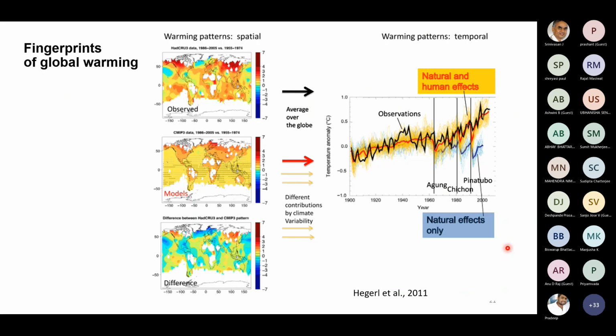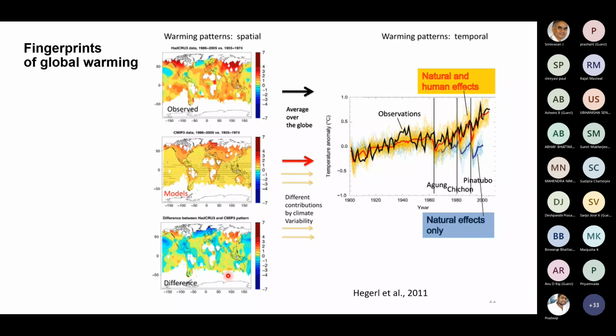And here's a paper that applies this fingerprint idea. The top panel shows warming between two periods in the observations. The middle panel shows the fingerprint of greenhouse gas and aerosol-caused warming in a set of climate models. And the bottom panel is a difference. The bottom panel is just the best estimate. So another thing you get from this procedure is an estimate of how much of this change comes from natural variability. The right panel shows the corresponding globally averaged time series.